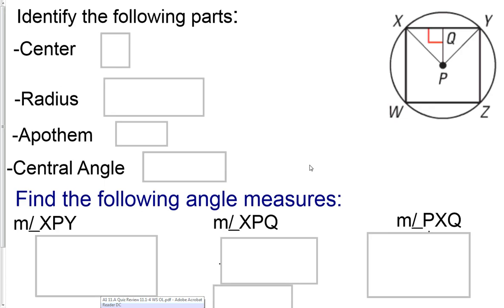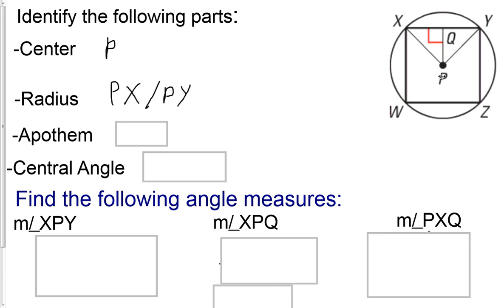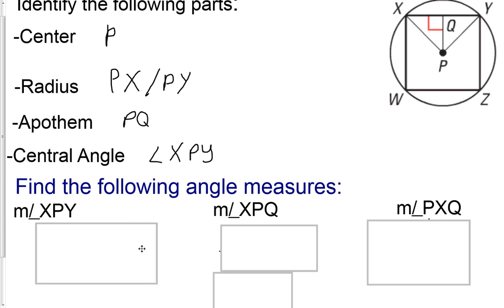Next, identifying some of the following parts before we get to solving the area for these, we've got the center. The center is going to be point P. The radius is going to be either PX or PY. The apothem is going to be PQ. The apothem has the perpendicular. Okay. And the central angle would be XPY or YPX. I just wrote one of them, and now we're going to find the following angle measures.